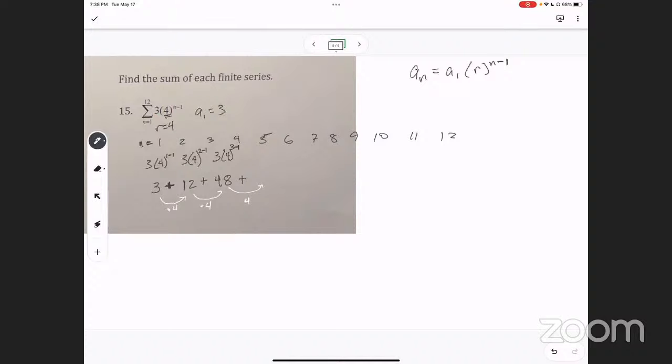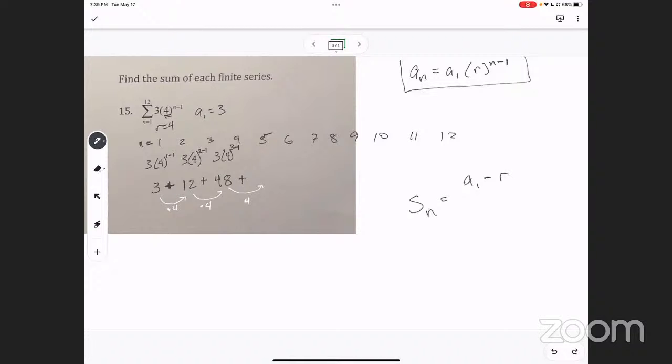There's also another formula for the sum of a finite geometric series. This is finite because there are only 12 terms. Do you have that formula? Not a sub n, that's each term. What's the formula for the sum? S sub n for geometric. Why am I forgetting this? It's a sub 1 times 1 minus r to the power of n over 1 minus r.